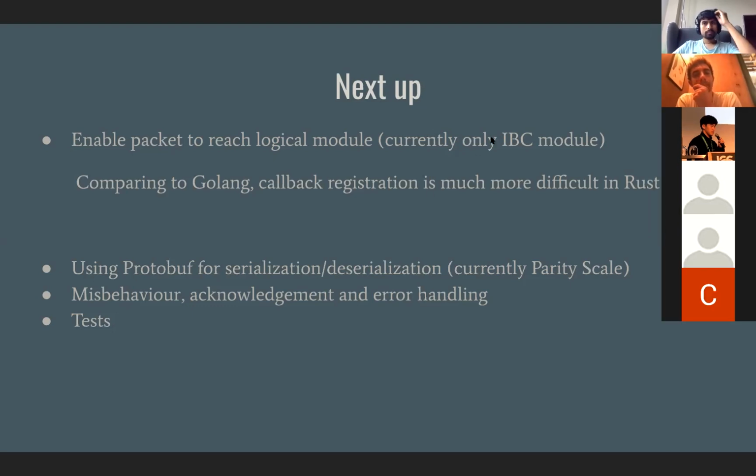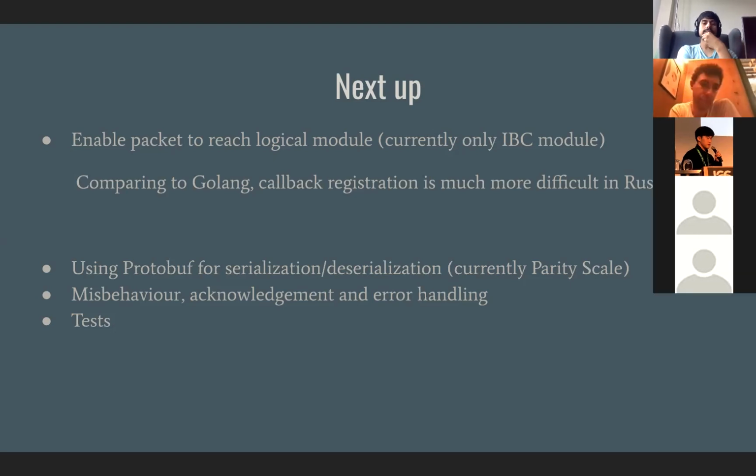Next is to use protobuf for serialization and deserialization. Currently, we are using Parity SCALE. This is essential, because if a Cosmos SDK chain wants to talk to a Substrate SDK chain, they have to use the same serialization and deserialization method, and that's protobuf. Also, I need to mention that all the misbehavior, acknowledgement and error handling is not done yet. So we need to add that, and also add more tests.